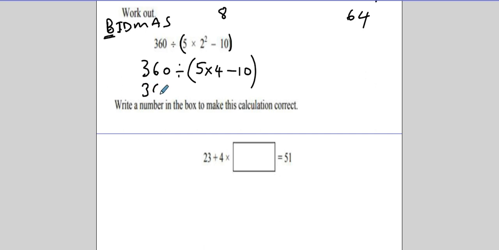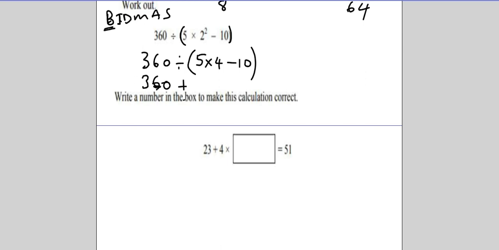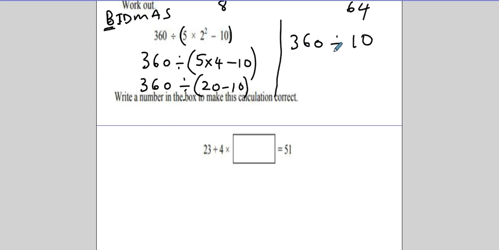We are still with brackets, so 360, okay, sorry, let me write it properly. This will be 360 divided by, we are still inside the brackets, multiply before you subtract, this will be 20 minus 10, and then subtract in brackets, this will be 360 divided by 20 minus 10, which is 10. 360 divided by 10 is 36. Okay, so done. The answer is 36.